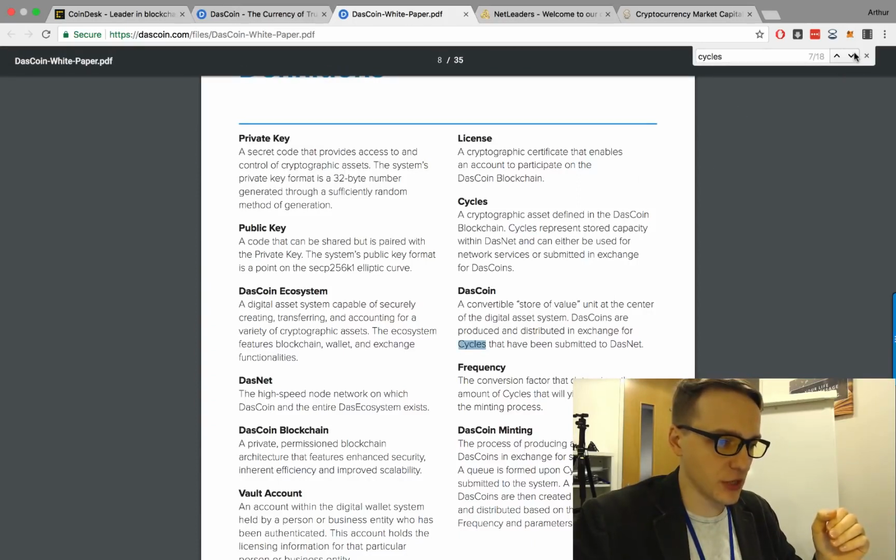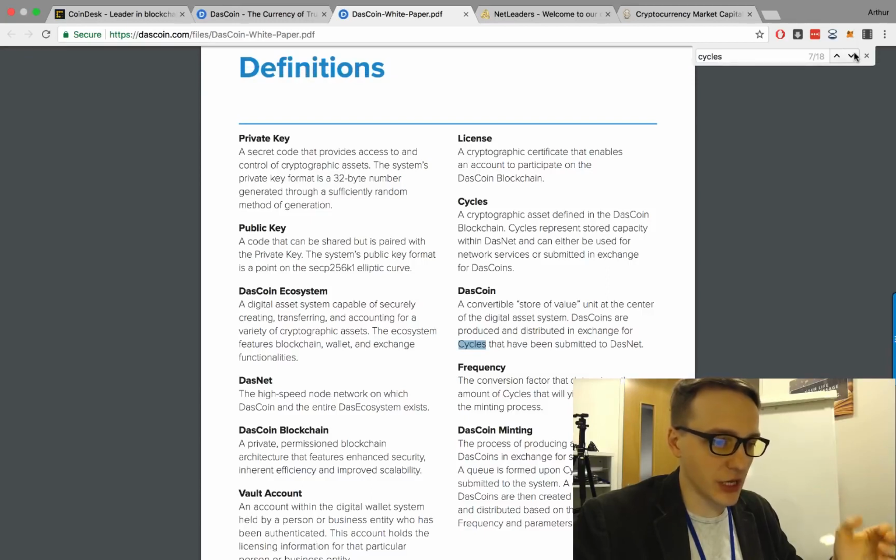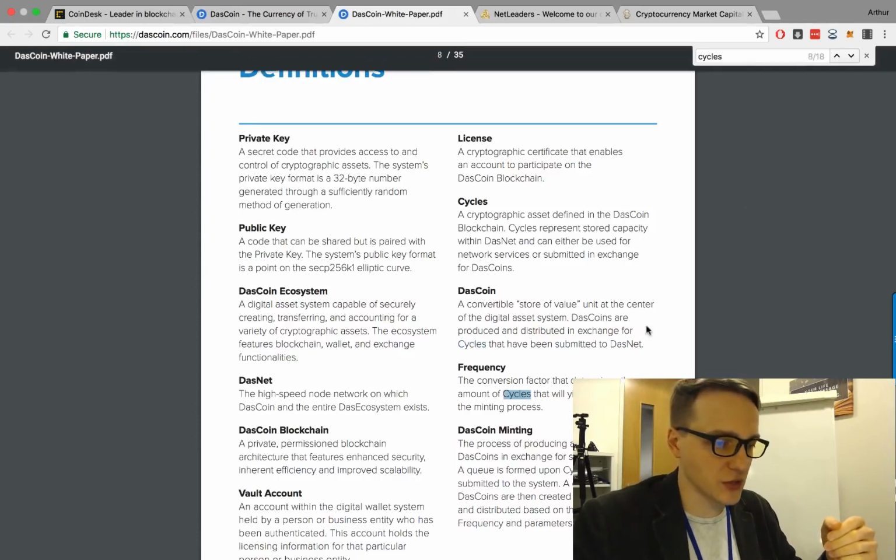Again, that's another mention. And the third one, DasCoin, a convertible store of value. So it's not a store of capacity or stored capacity, but it's a store of value here. DasCoin, that's what DasCoin is: the unit at the center of the digital asset system. DasCoins are produced and distributed in exchange for cycles that have been submitted to DasNet. DasNet is a system that produces DasCoins.